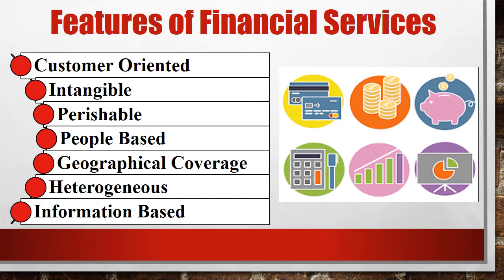Then is the heterogeneity. So we can say that financial services are heterogeneous in nature. So financial service institutions have to provide different types of services to meet the different financial needs of the target customers. Then the financial services are information based. So it includes creation, dissemination and use of information. So in the production of financial services, information is a significant and most important component which will lead to customer satisfaction and also improves the image of the institution that is providing the service.